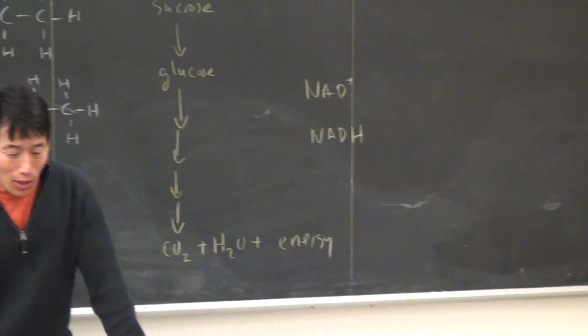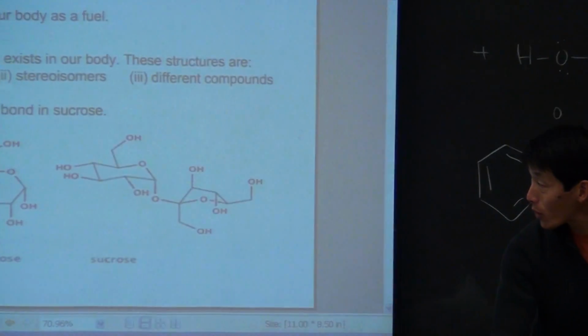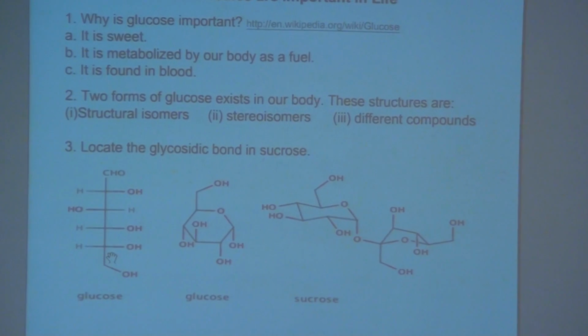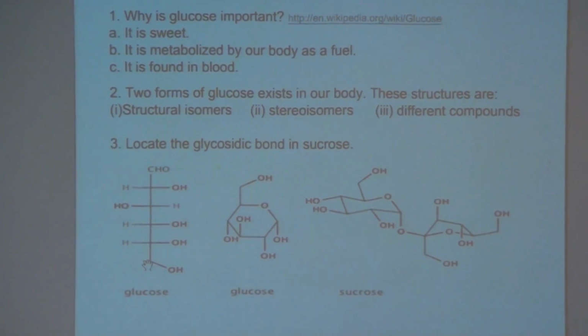Okay, let's go on to part 2. Two forms of glucose exist in our body. So I showed the two forms here. Here's one form of glucose. Note that it's a chain of 6 carbons. So I have 1, 2, 3, 4, 5, 6 carbons.